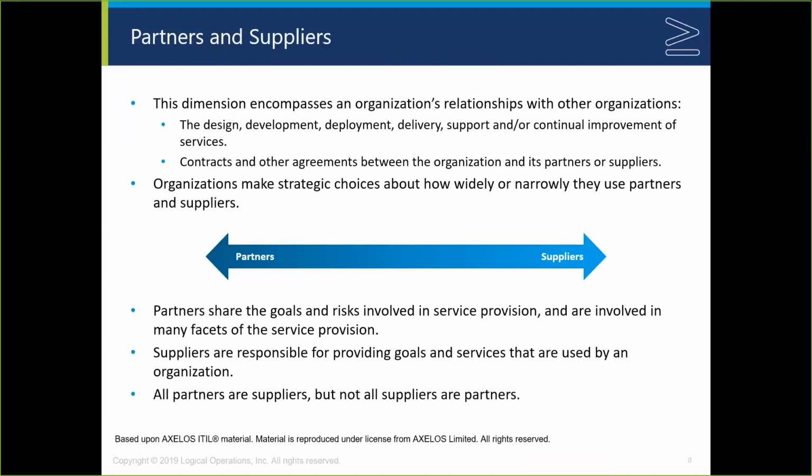Looking at the third dimension, partners and suppliers, the ITIL 4 guidance lays this out as effectively a spectrum. At one end, you have partners who are sharing risk and ultimately sharing in the benefits together, and the relationship is much closer and more collaborative. At the supplier end, it's more transactional: I'm effectively buying something from the supplier, they give it to me, and then it's up to me to figure out how I'm going to leverage and use that to go do something.